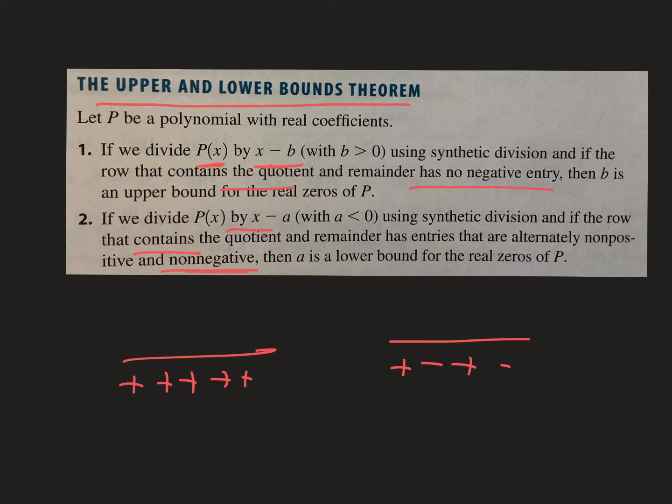So that's helpful too. If you plug in a big positive number and you get all positives on the bottom, which is what this says, I should have said that, you've got to plug in a positive. If you get all positives down here, that's an upper bound. There's nothing greater than that. If you plug in a negative number and they alternate, there's nothing lower than this number to try. Okay, let me show you that one too.